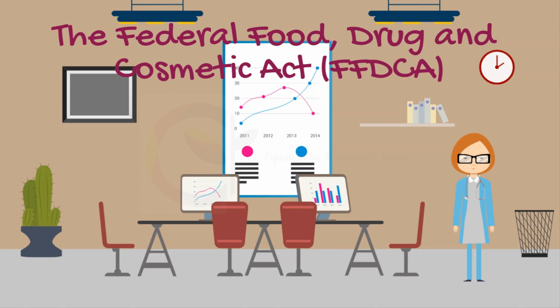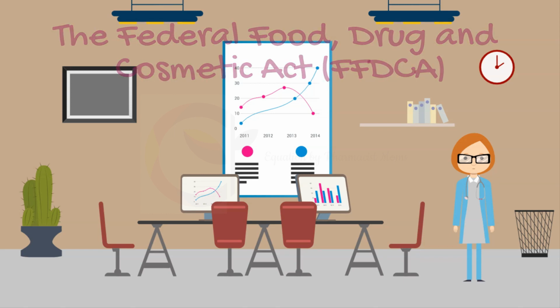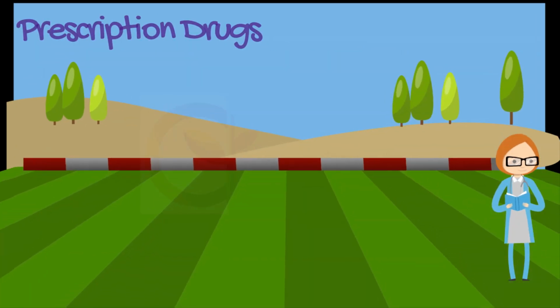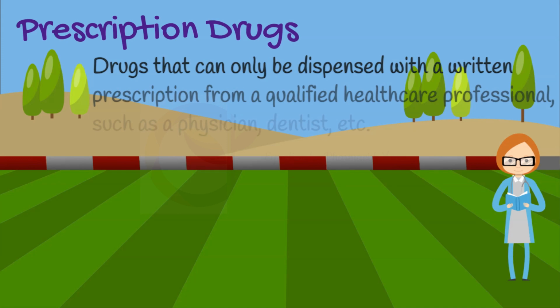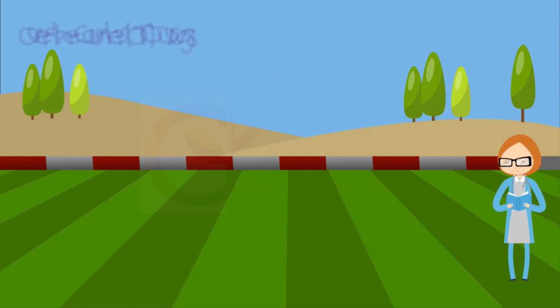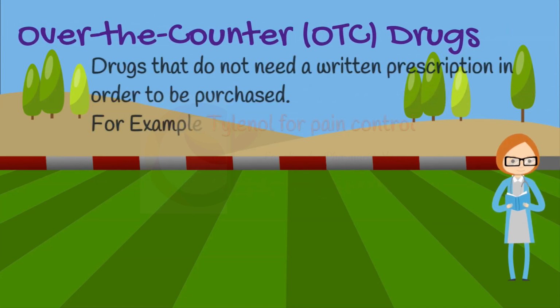Medicinal drugs are classified into two major categories. Prescription drugs can only be dispensed with a written prescription from a qualified healthcare professional, such as a physician, dentist, etc. For example, Vicodin for pain control. Over-the-counter drugs do not need a written prescription in order to be purchased, for example, Tylenol for pain control.